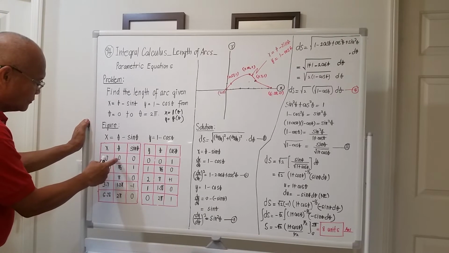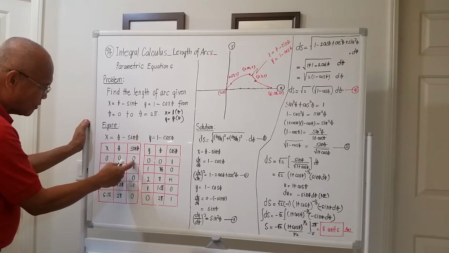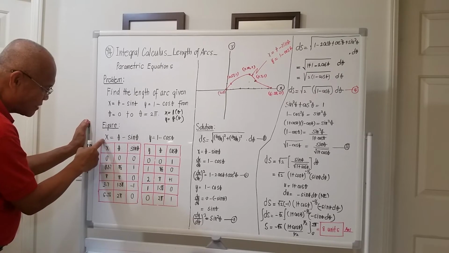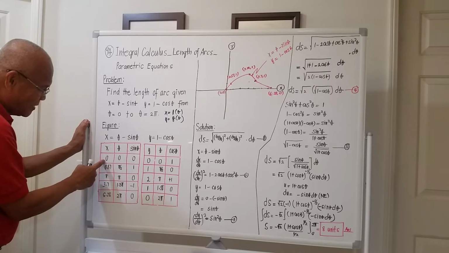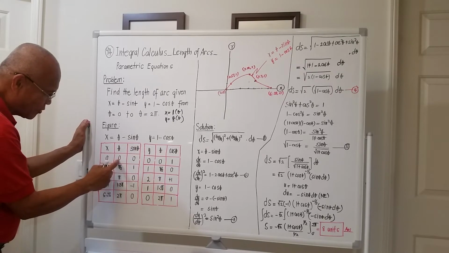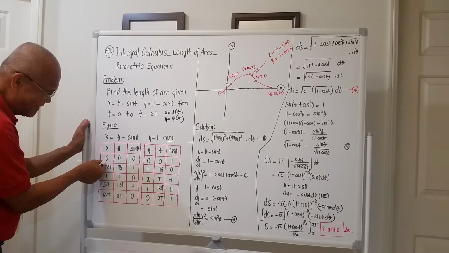When theta is 0, sine of 0 will be 0. So 0 minus 0, the value of x will be 0. So when theta is 0, sine of theta will be 0. So 0 minus 0 will be 0.